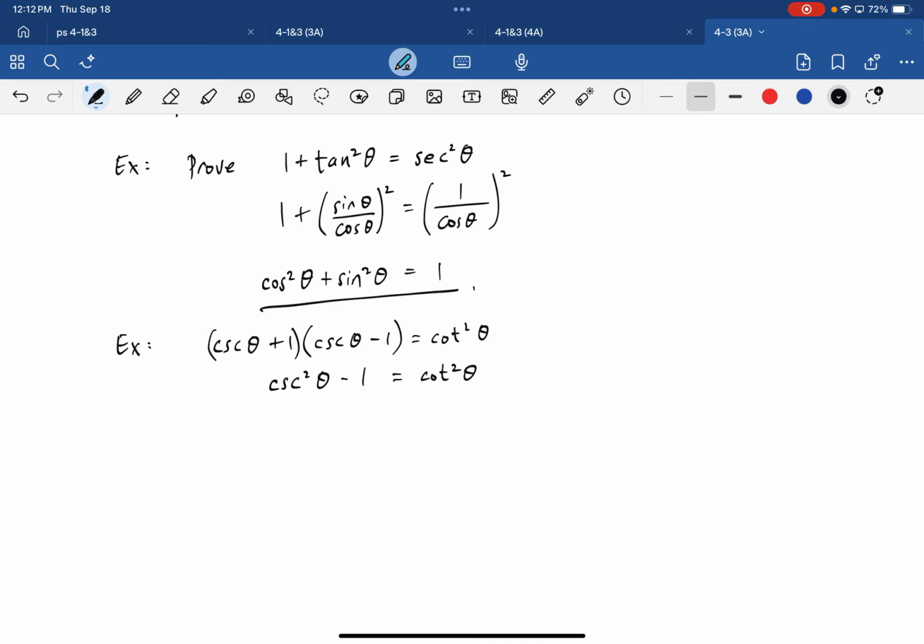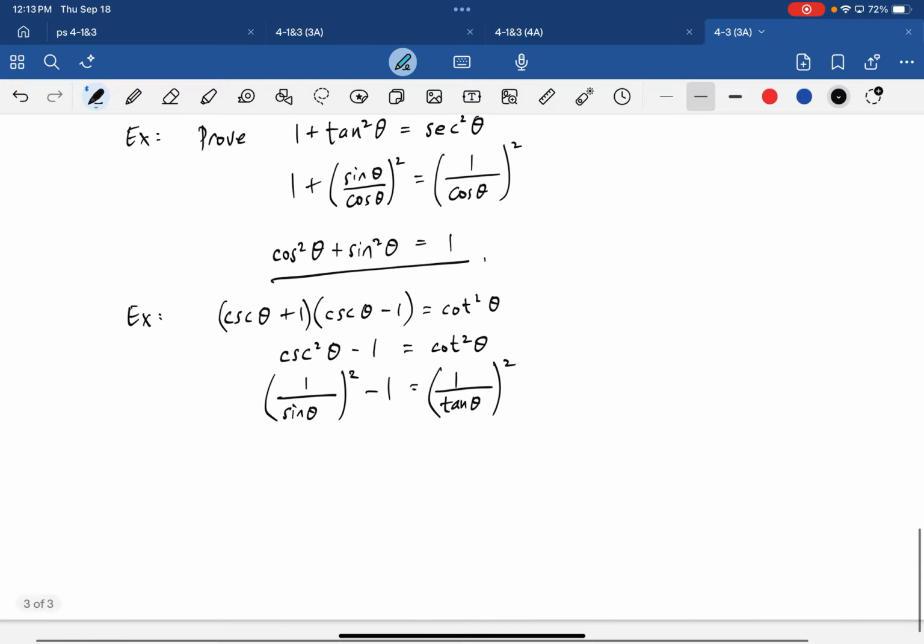You have 1 over sine on the first side. What is 1 over sine? That'd be cosecant. Yes, so we need to use that. Cosecant theta, substitute it with 1 over sine theta, squared. Okay, what's next? Replace cotangent theta with 1 over tangent theta, squared. Next step, please.